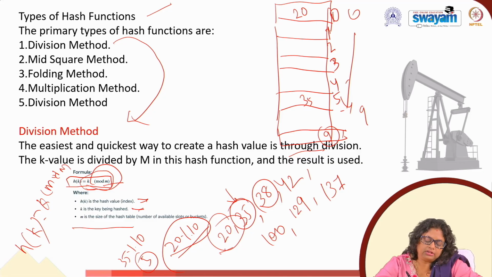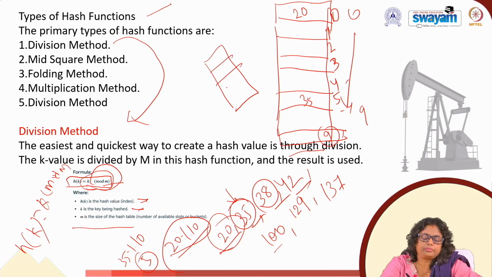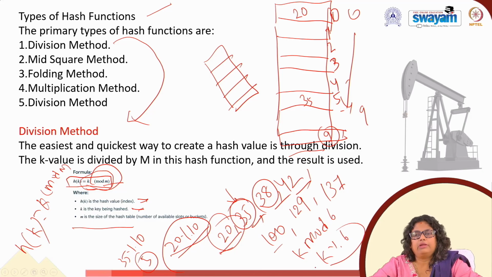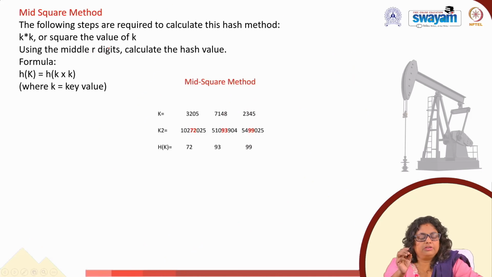These are the keys I wanted to hash, and m is the size. Here I have kept it 10, maybe I have only 6. So with 6, it will be k mod 6, so k percent 6, and whatever the remainder is, correspondingly it will go here. So this is the one thing, the division method we have seen.